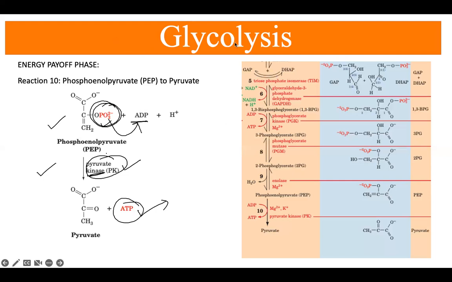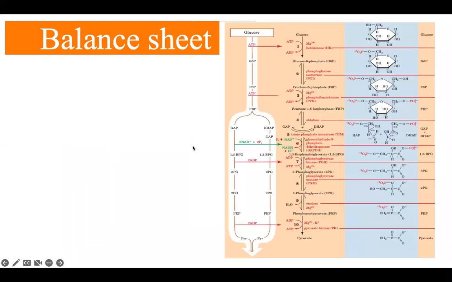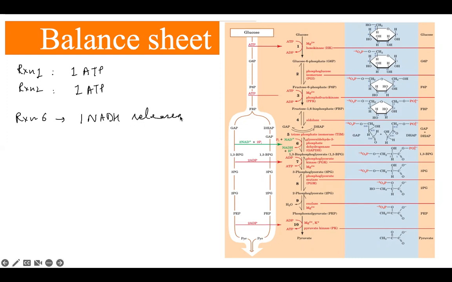Now let's sum it all up and see what exactly is formed at the end of this pathway. In reaction number 1, 1 ATP is consumed. Then in reaction number 2, again 1 ATP is consumed. In reaction number 6, 1 NADH molecule is released, right? In reaction number 7, 1 ATP is released. And in reaction number 10, again 1 ATP is released, right?